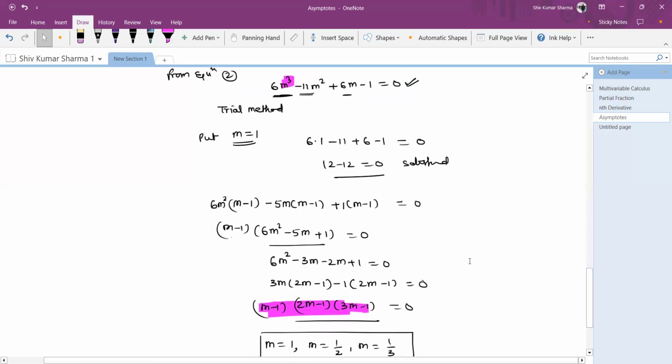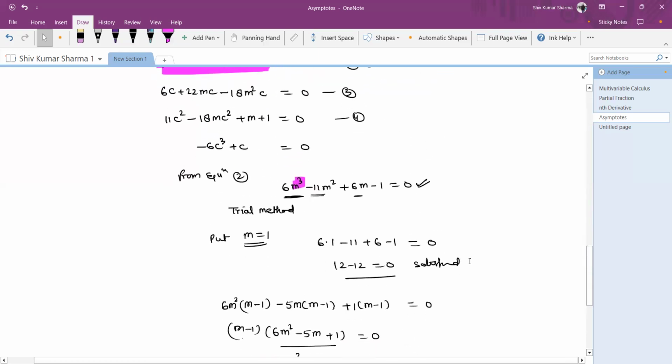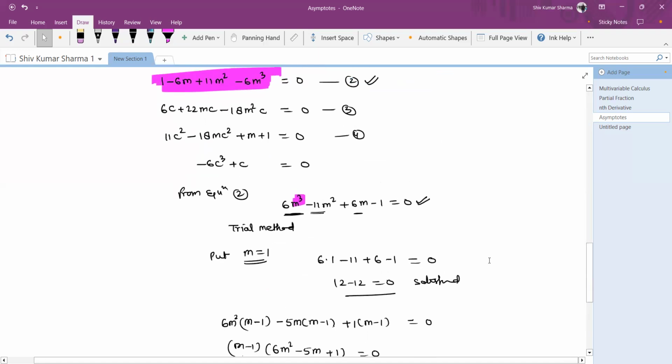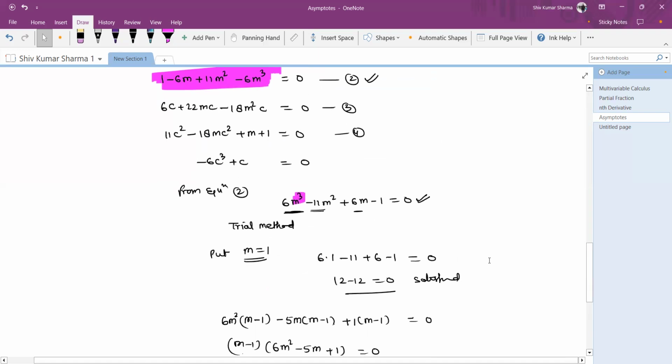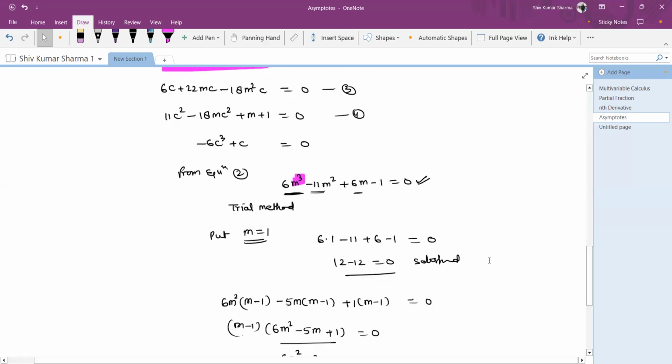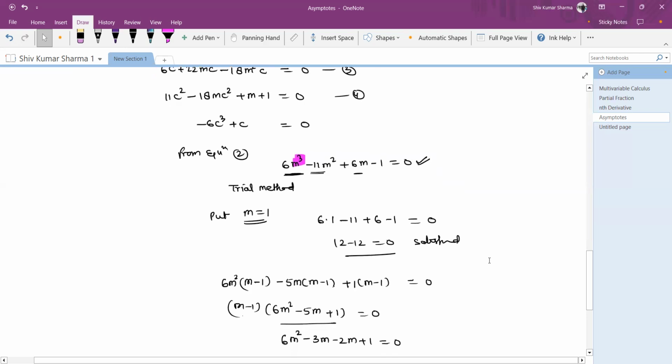When we obtain the value of C, for obtaining the value of C, we can use equation number 2. From equation number 2, we can see that when we take C as common, C is common from all three terms. So C into something is equal to 0. That means M is not equal to 0, but C equal to 0. So C equal to 0. So the value of C is equal to 0.